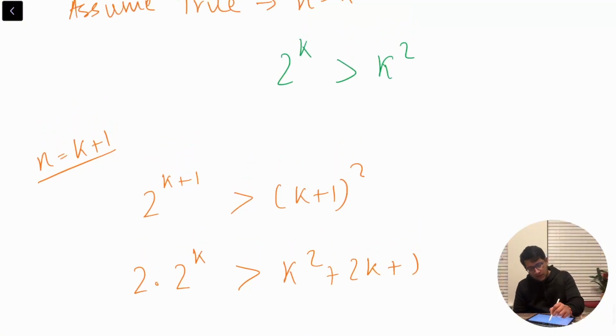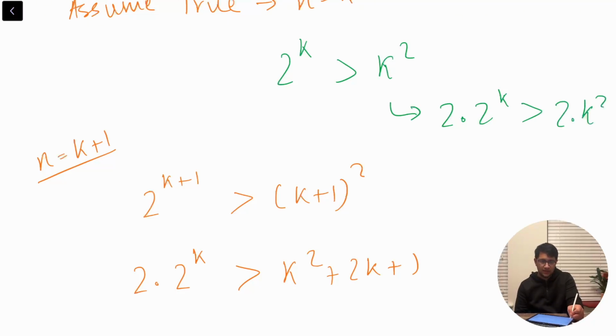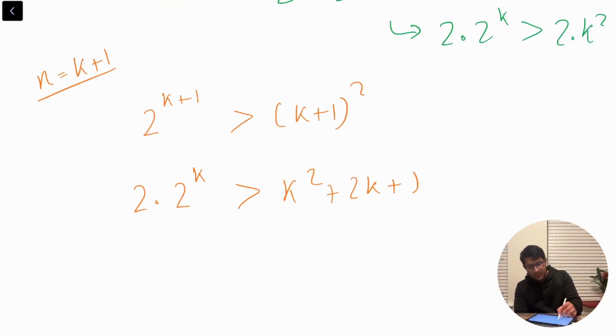So how you actually do this one is that you use this assumption. If 2^k is greater than k squared, then 2 times 2^k is also always greater than 2 times k squared. That's perfectly valid, right? So what we can do is we can be cheeky and use this, because we know 2 times 2^k is always bigger than 2k squared. We can substitute this for k squared, because we know 2 times 2^k is always bigger.